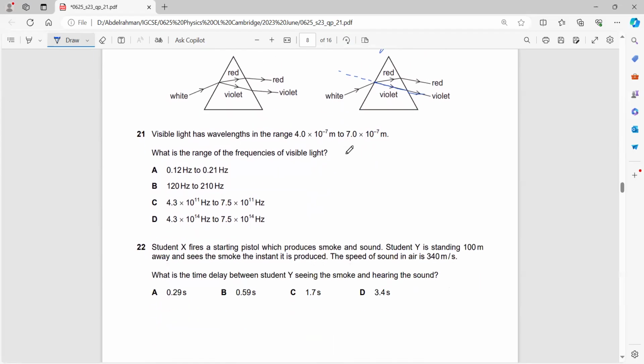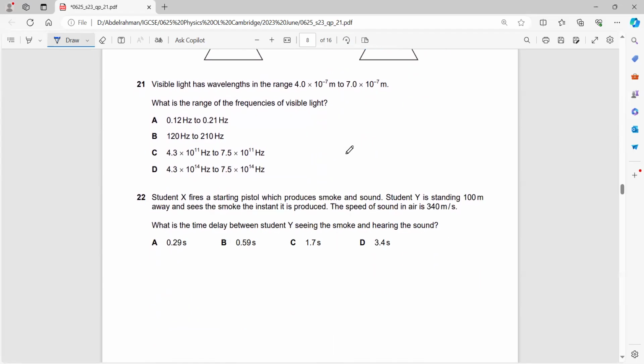Visible light has wavelengths in the range of 4.0 times 10 to the negative 7 to 7 times 10 to the negative 7. What is the range of frequencies? How can I find the frequency? We know that speed equals wavelength times frequency. To find the frequency, I can say speed over wavelength.